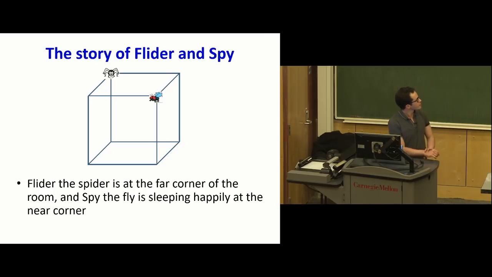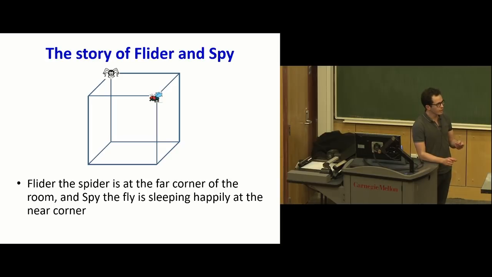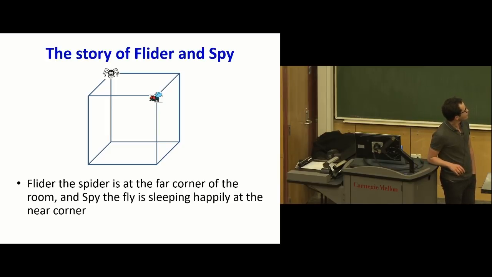All right, so we start with this little example. That's the kind of situation where RL will eventually come in handy, but we'll start in the simplest way possible. You've got a spider named Flider, and a fly named Spy. It's very easy to pronounce. Flider is at the far corner of this room. The fly is at another corner, and the spider wants to catch the fly.